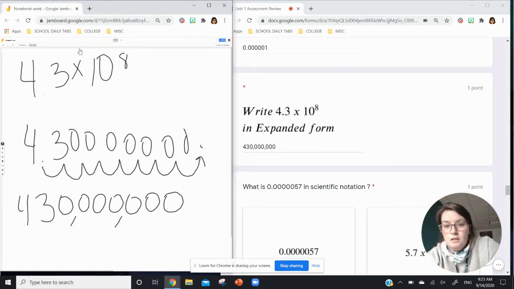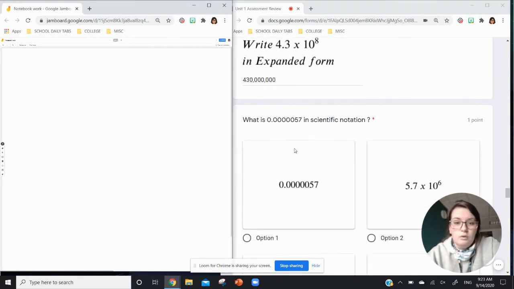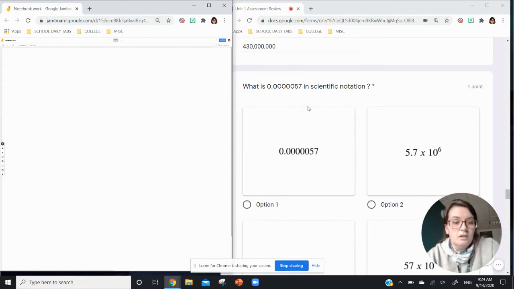Okay. Next question. What is 0.00000057 in scientific notation? So this is kind of the other way of thinking of it. So we have the expanded form or the standard notation already, and we've got to put it into scientific notation. So the first number in scientific notation has to be between 1 and 10. So I've got to move the decimal here to where it's between 1 and 10.